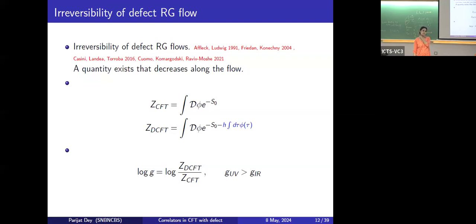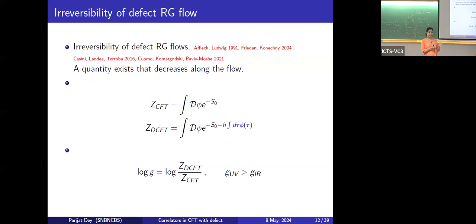But then if you do that, the ZCFT part will cancel out. So ultimately, what you compute is ZDCFT over ZDCFT-not or something, where you have the defect but no perturbation. I am a bit confused.